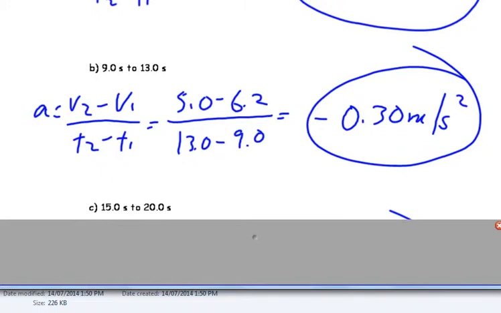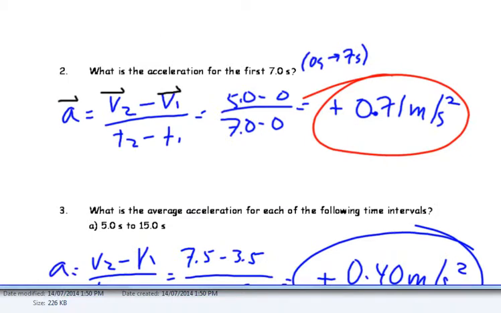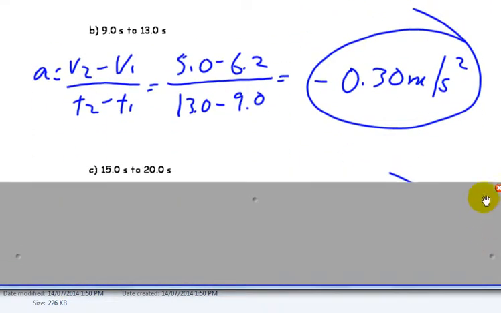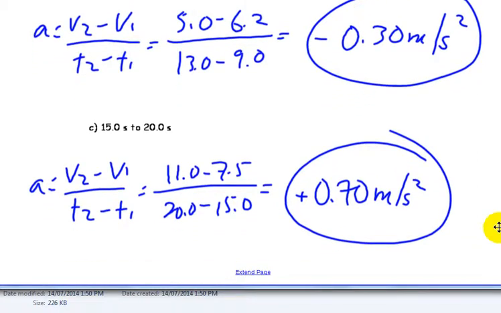Looking at part C, 15 to 20. So 15 to 20. 15 corresponds to a velocity of 7.5 approximately. 20 corresponds to about 11. So 11 minus 7.5 over 20 minus 15. And let's see, I got around plus 0.70 meters per second squared.